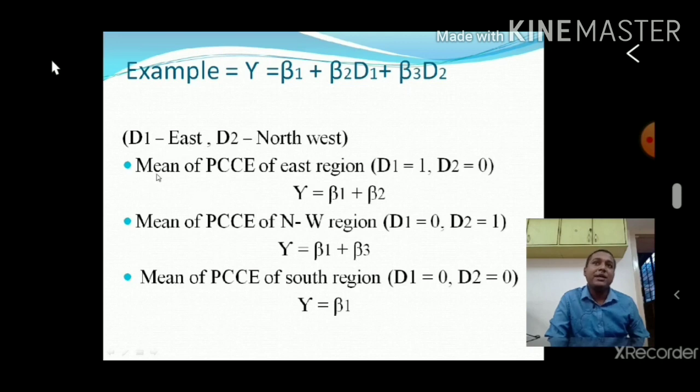To find out the mean of per capita consumption expenditure of east region, this part was very easy in Excel. You take all the 6 states and take the average, and you will get the mean per capita consumption expenditure. If you want to find out south, you take the total of 4 states divided by 4, and you will get the mean per capita consumption expenditure of south. But here we have to come up with the model.